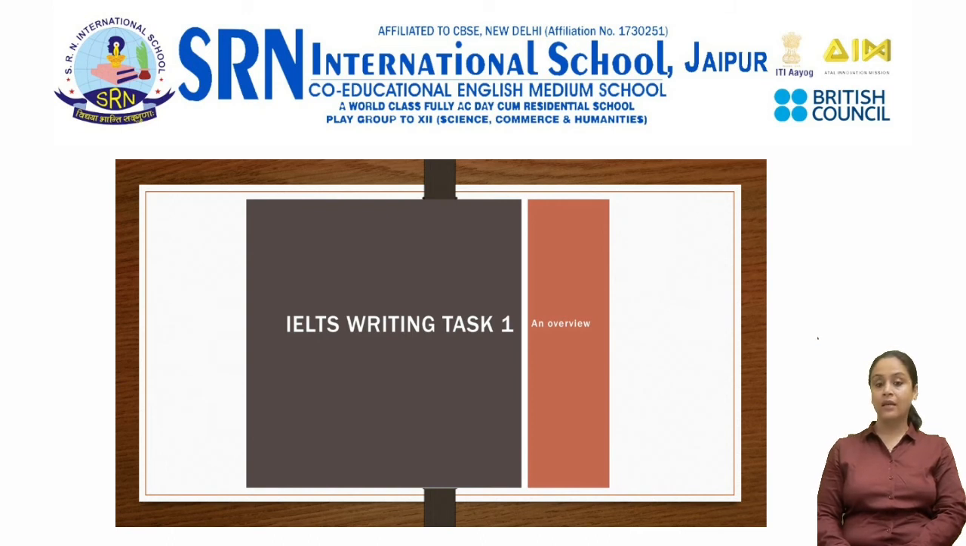which requires candidates to write at least 150 words. And task 2 requires at least 250 words and should take about 40 minutes. Task 2 contributes twice as much as task 1 to the writing score. The responses must be given on the writing answer sheet and must be written in full.